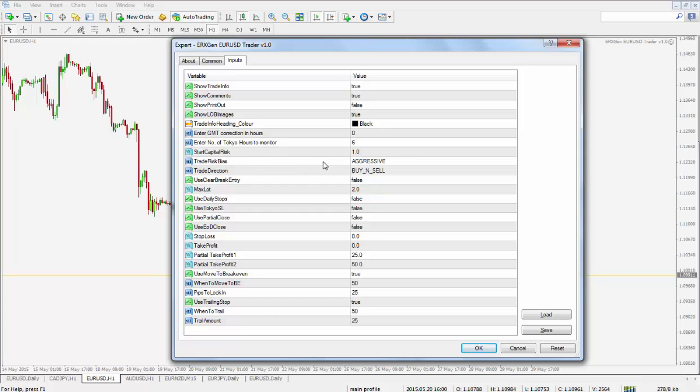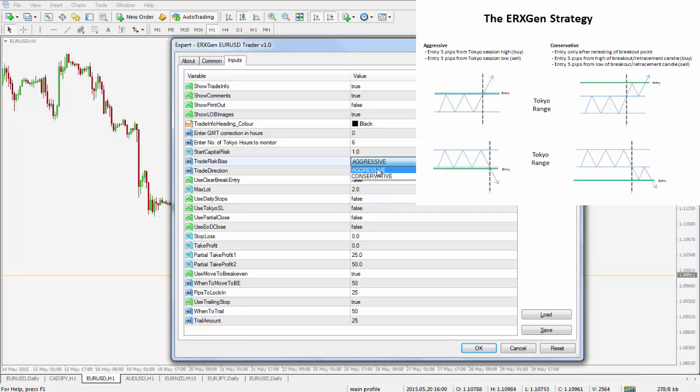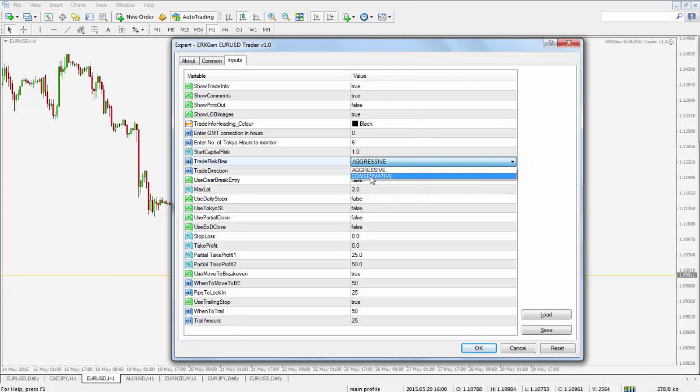Trade risk bias. This is more for the trading system. If you remember the ERXGen Breakout System, there is either an aggressive or conservative option for it. With the aggressive, it just simply says the EA places a trade once price breaks above the green or the red line. Conservative, there must be a clear break, a close above the green line or close below the red line, and price has to retrace back towards the green line or towards the red line before any trade is placed.